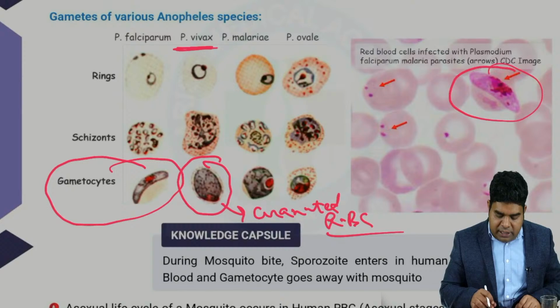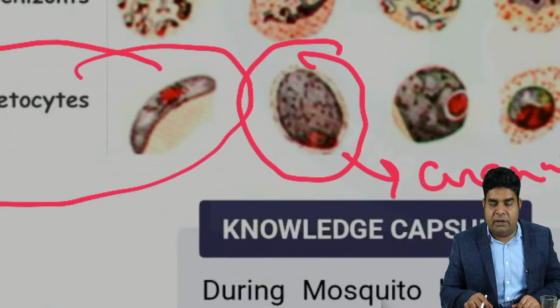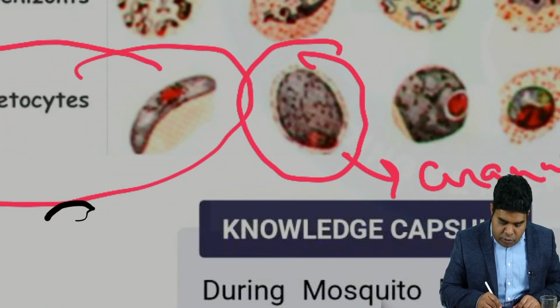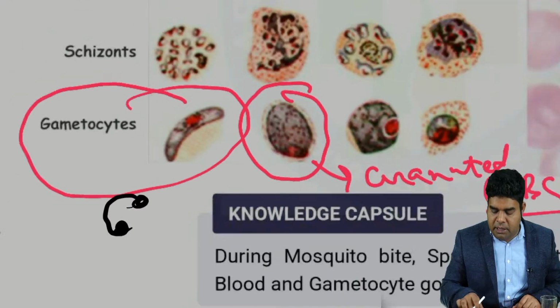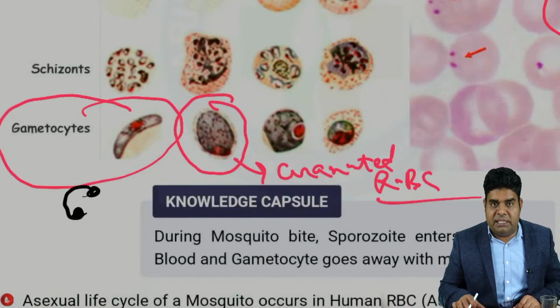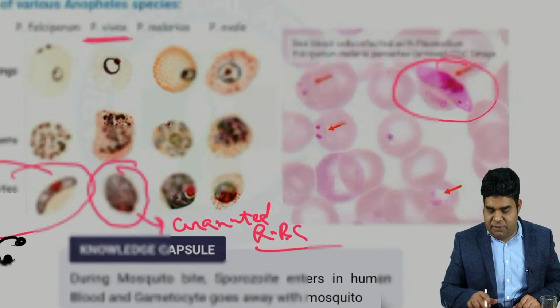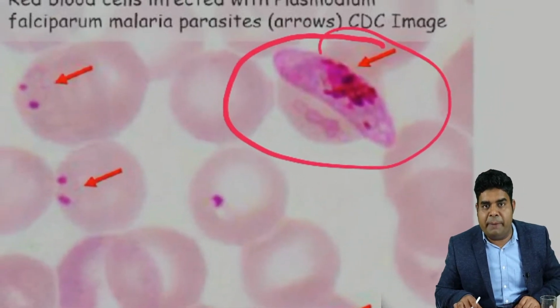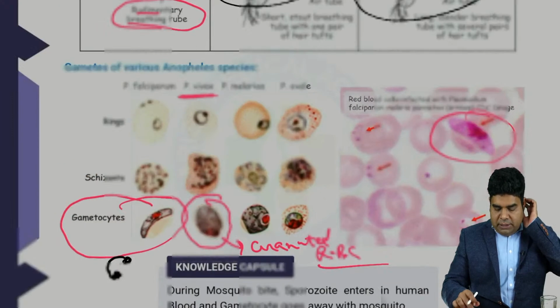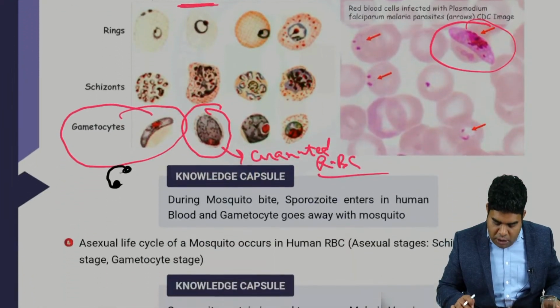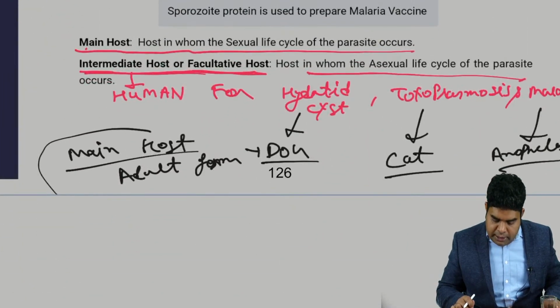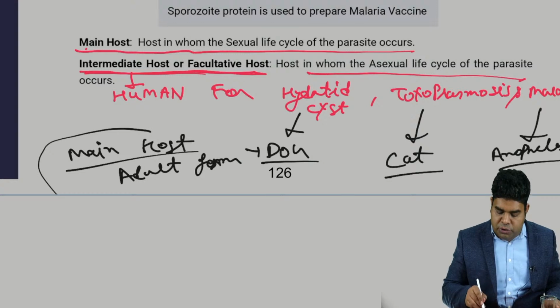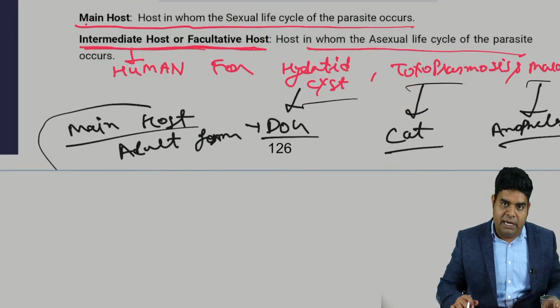Similarly, if they say gametocyte, you can see banana-shaped gametocyte, falciparum. Headphone-like gametocyte is falciparum, and granulated RBC gametocyte is vivax. So if they give you this image, that is definitely falciparum. Okay, so that's all from entomology also, and we have discussed already that the main host in case of hydatidosis, toxoplasmosis, malaria is dog, cat, and Anopheles.